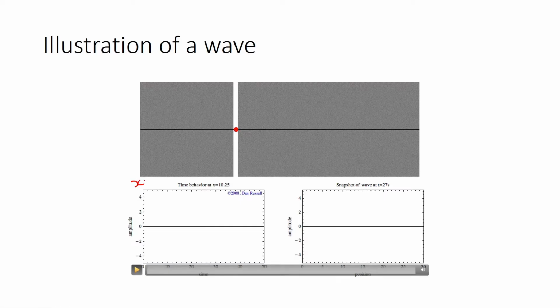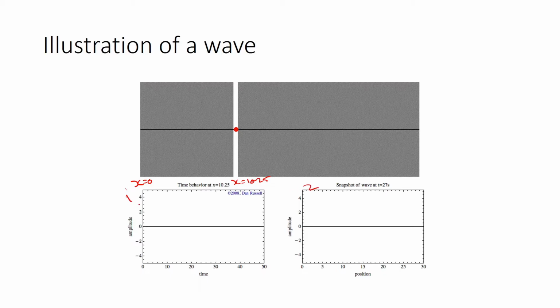This is the source, x equals 0. This is a point x equals 10.25 units of distance. That is, the red dot is at a distance of x equals 10.25. I have two graphs, graph 1 and graph 2. In the first graph, I am recording the instantaneous variations of the red dot.